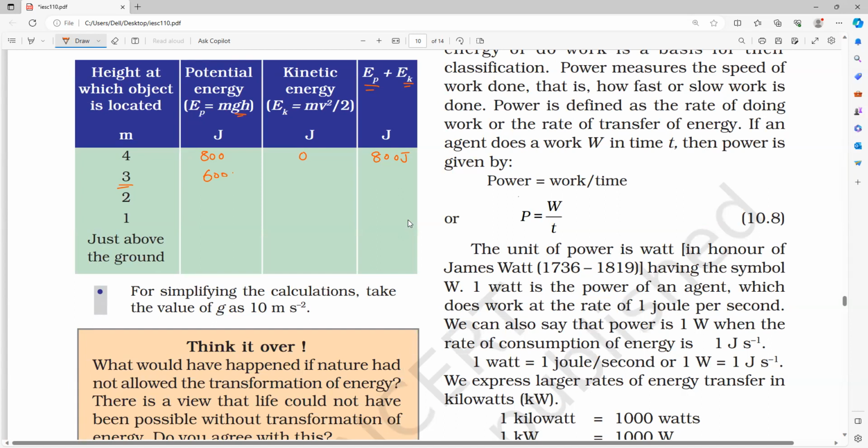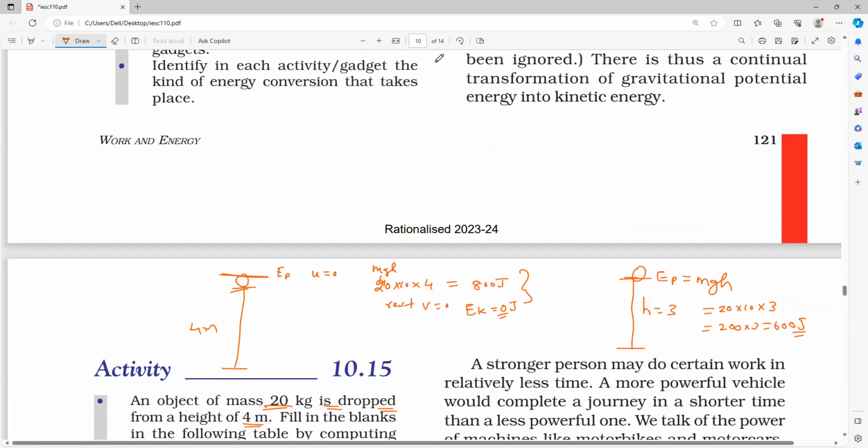Then what about the kinetic energy? 800 minus 600. Kinetic energy equals 200 joules. Whatever energy is lost in the form of potential energy is equal to the energy gained in the form of kinetic energy, because it will be energy transformation. Do you all understand? Write a statement: the energy lost in the form of potential energy will be equal to the energy gained in the form of kinetic energy. I hope you all understand.